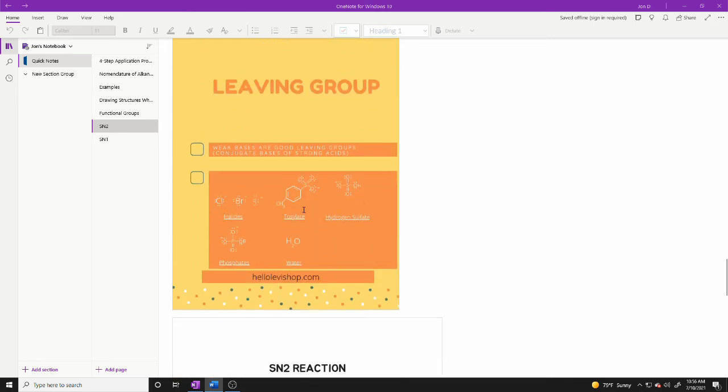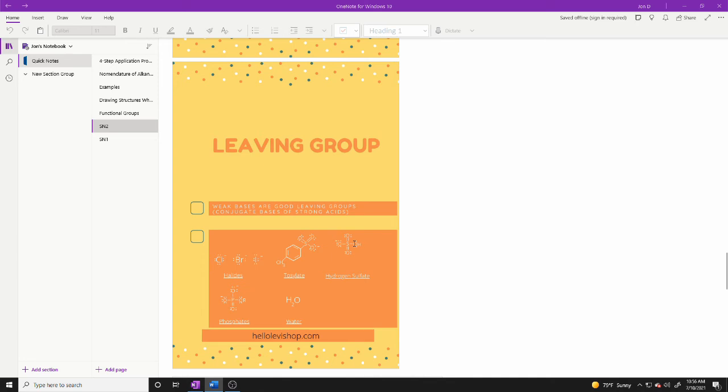Now the fourth and final factor is the leaving group. Weak bases want to accept electrons and are thus good leaving groups. And weak bases, just a reminder, are conjugate bases of strong acids. Examples of strong acids are hydrochloric acid, hydrobromic acid, and hydroiodic acid. Their conjugate bases are Cl-, Br-, and I-, which are weak bases and thus serve as good leaving groups. Other examples of weak bases that are good leaving groups are sulfonates, sulfate groups, and phosphate groups.